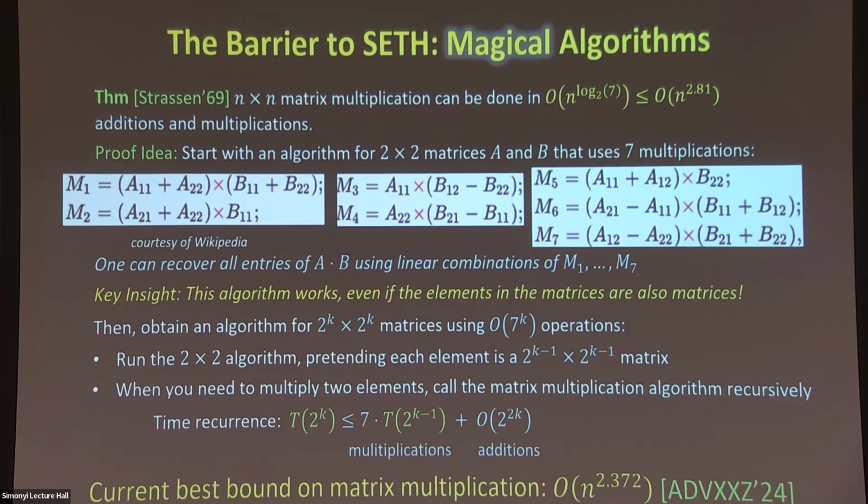And the current best bound is much less than that, and it's a big open problem whether this matrix multiplication exponent should be 2 or is greater than 2, and there is not a consensus on that. So this, for example, is a very unexpected, magical algorithm, and you can use it to navigate the search space faster.